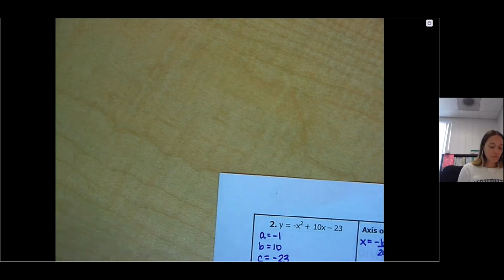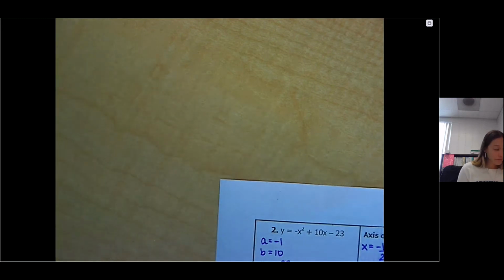I got a question. Am I supposed to put the exponent with this for the axis of symmetry? No, don't need the exponent for axis of symmetry. So it's just 2 times -1, right? Yeah, we have to do negative b over 2 times -1. What's your b value? 10. So it's negative 10, because it's already a positive.